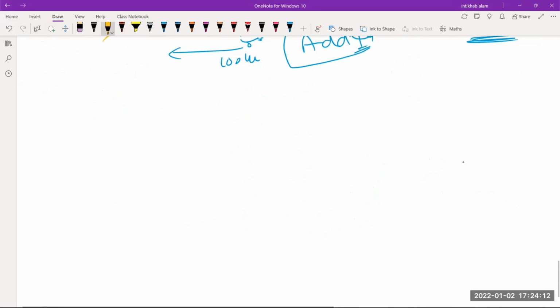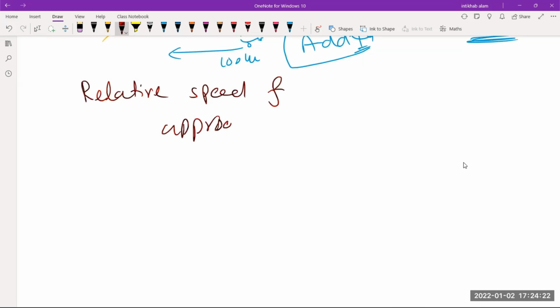Now come to a practical example so that we can talk about the relative speed of approach and relative speed of separation.